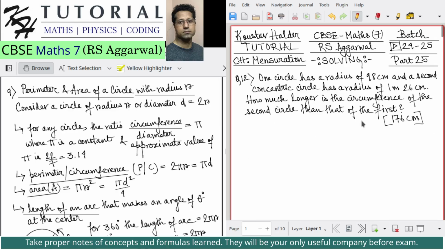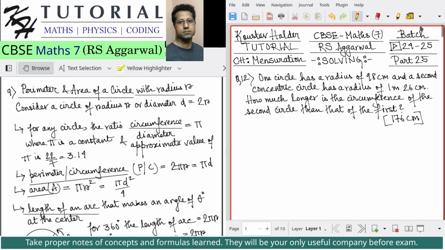I have written down also the answer of the questions so that I can match whether my solution is correct or not. Okay, so question number 12 says one circle has a radius of 98 centimeter and a second concentric circle has a radius of 1 meter 26 centimeter. How much longer is the circumference of the second circle than that of the first?